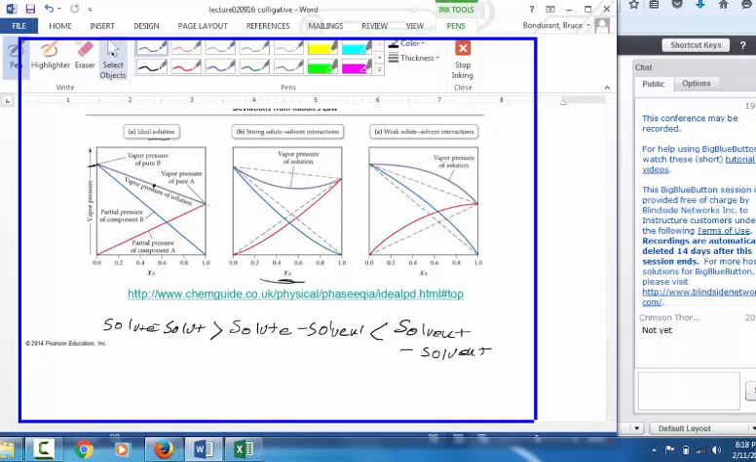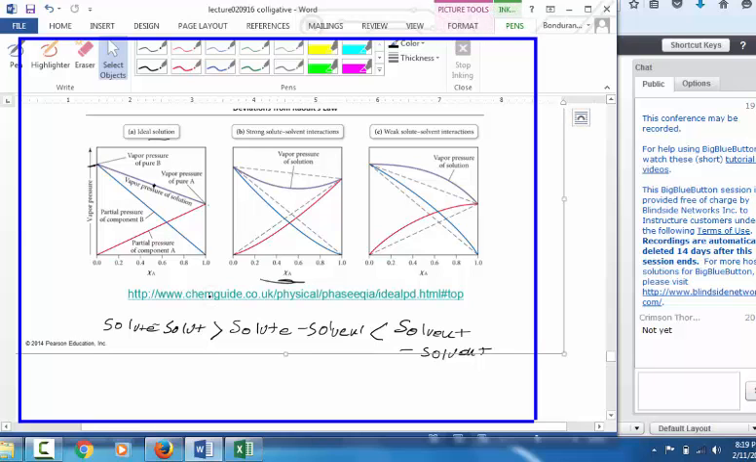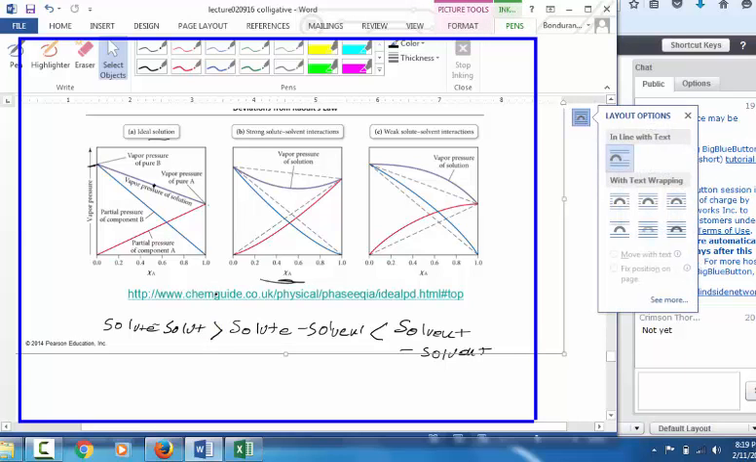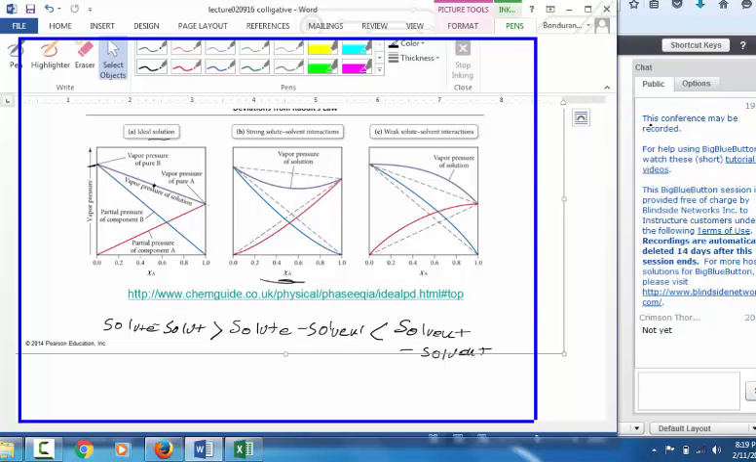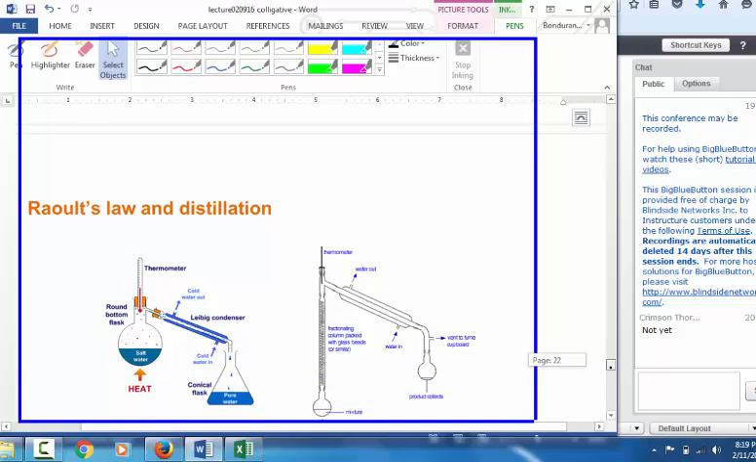This is a good website. I'm not sure if I don't think it's active here, but I think I have this also on the slides that are online. You can look at this website and get a lot of good information about this and about its relationship to distillation. I'll go into it a little bit.